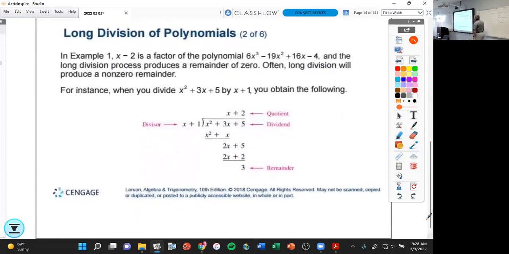In example 1, x minus 2 is a factor. When we finished, what was our remainder? Did we have a remainder? We ended up with a 0, right? Well, what if we divide and we get a remainder?